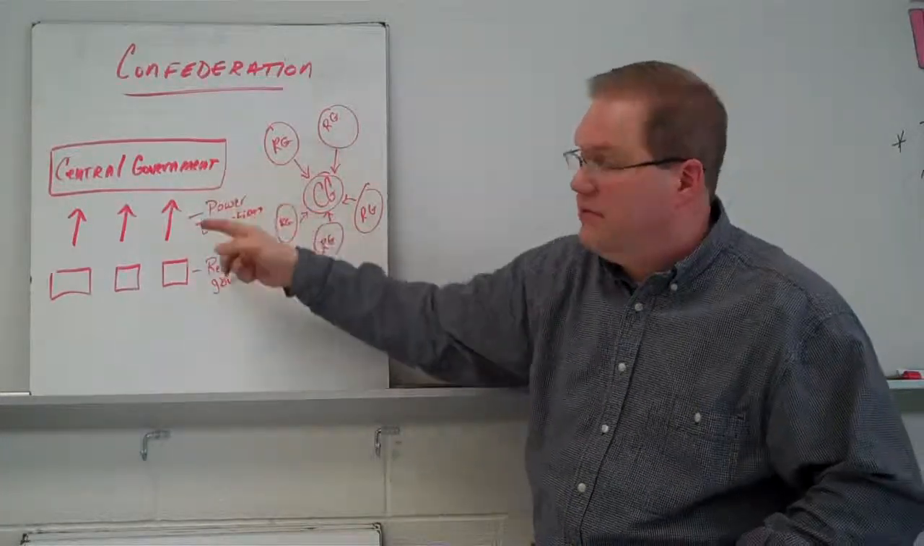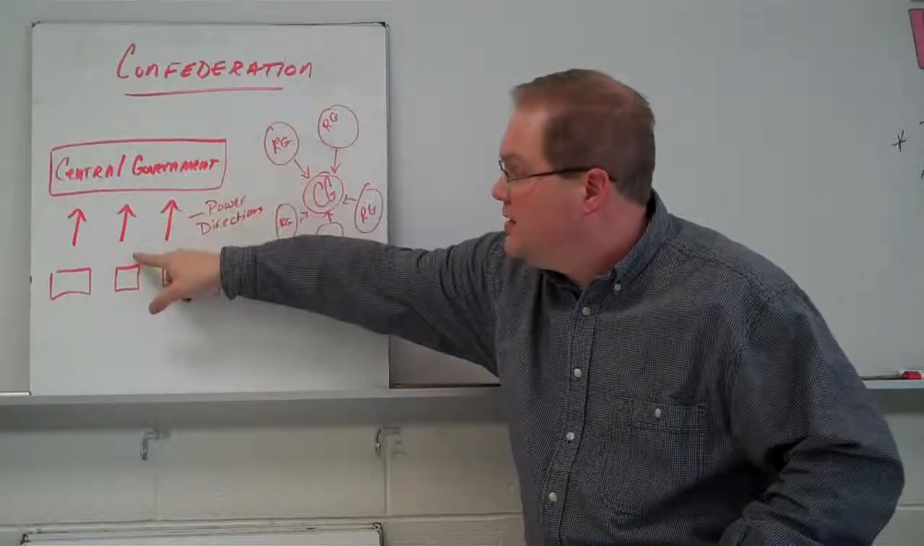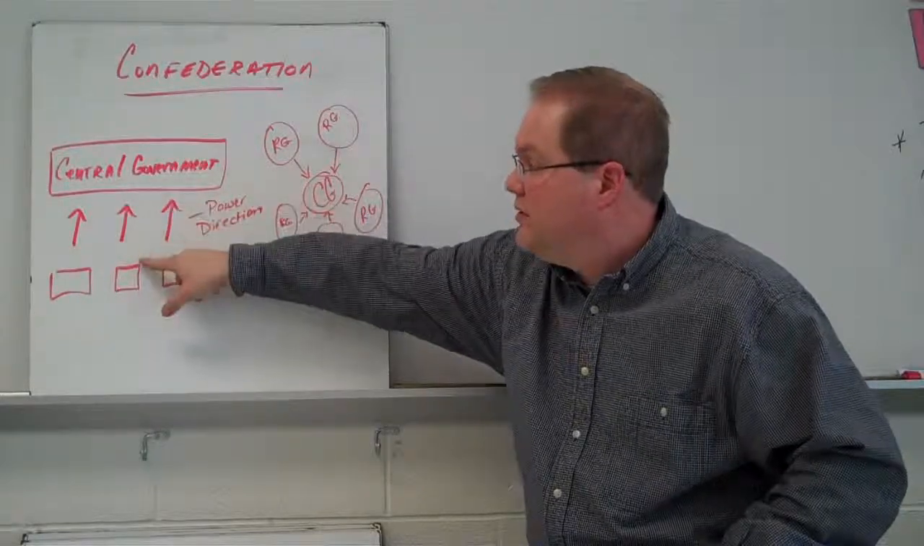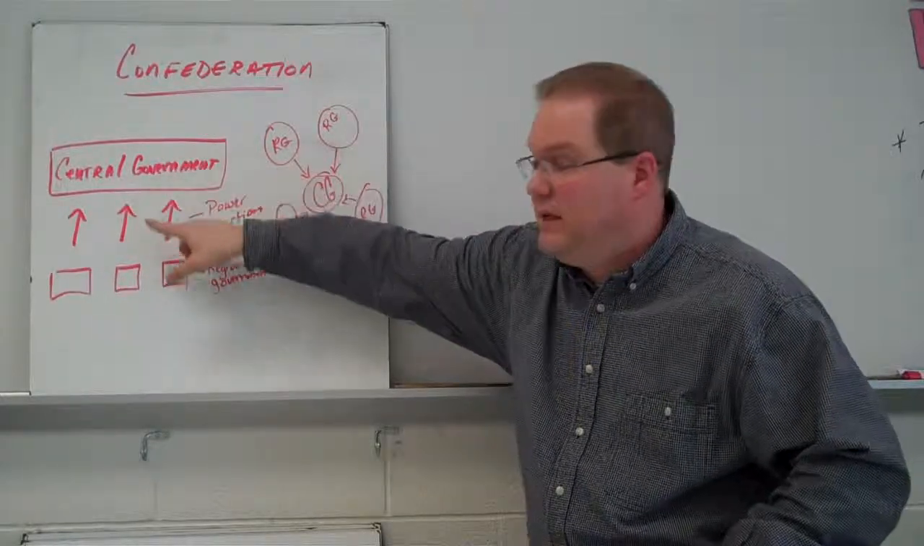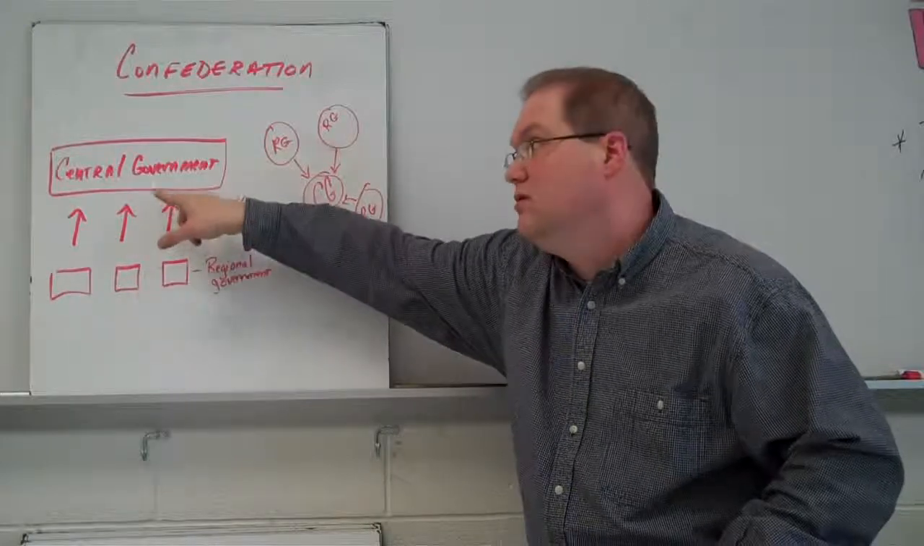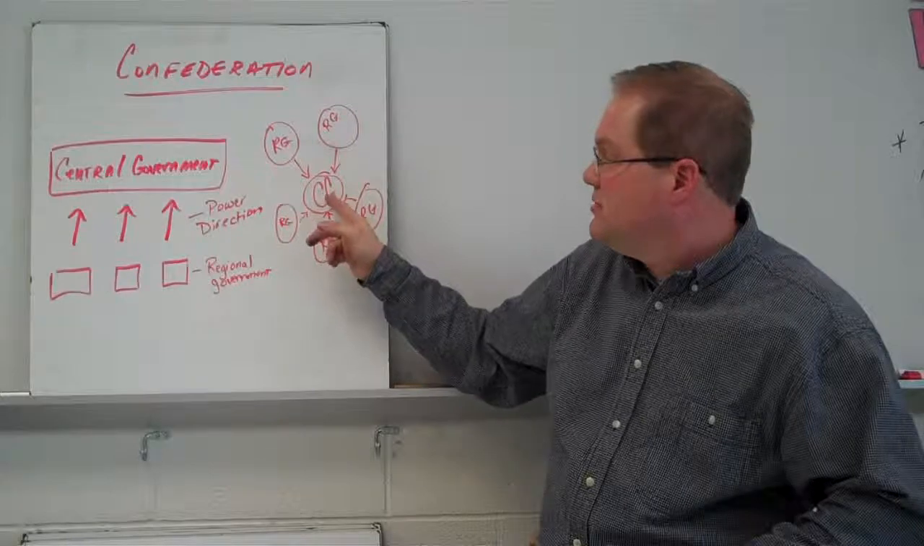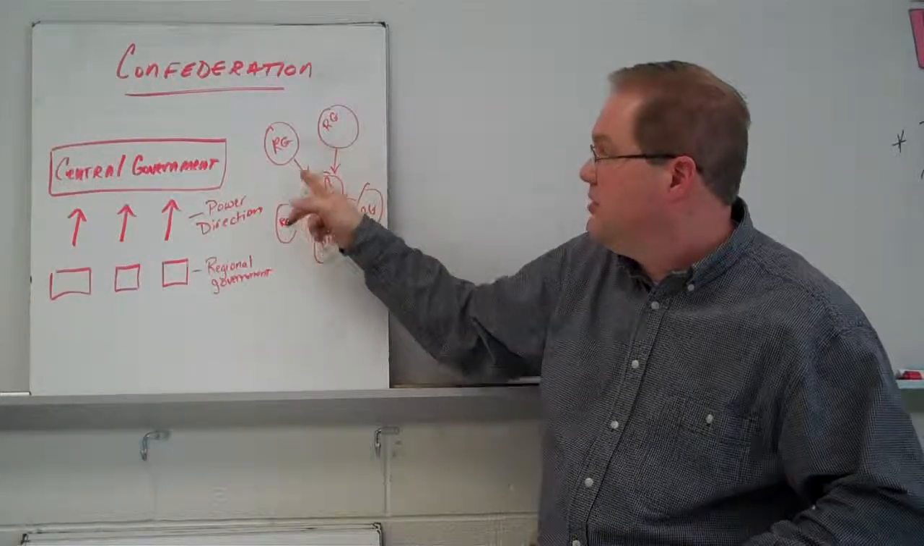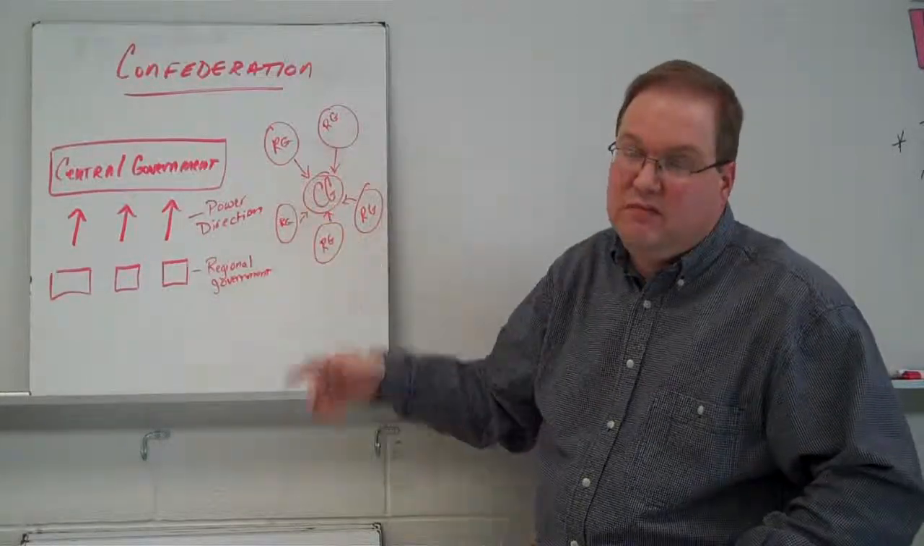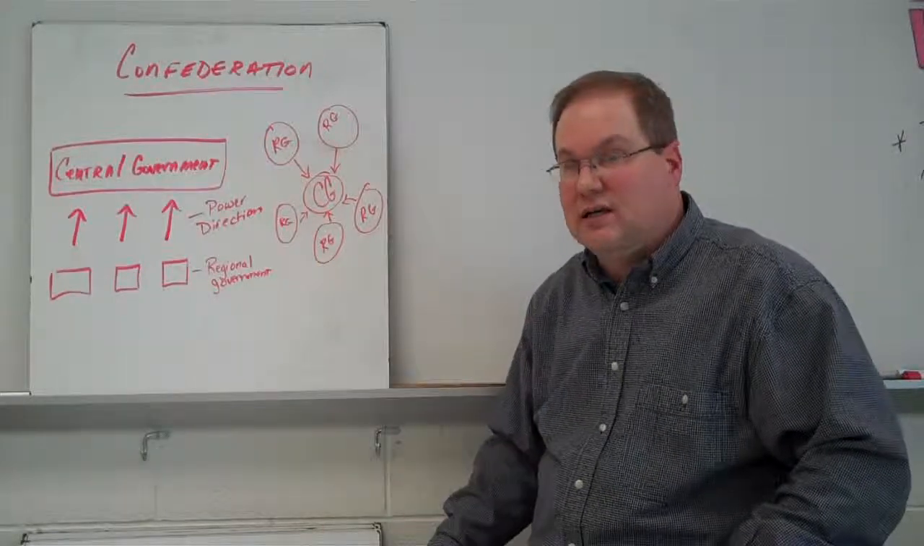Next, with the diagram of confederation, here's the central government. The direction of the arrows is going from the regional governments to the central government. In other words, they're telling them what they're going to do. And then next, over here on this diagram, same concept. The central government is being told what to do by the regional governments. And again, the United States was kind of like that.